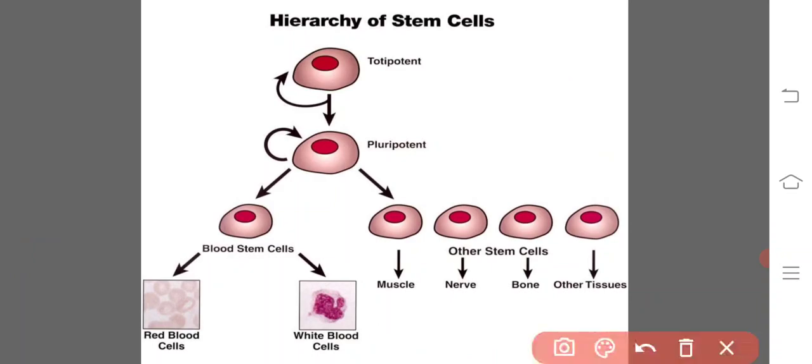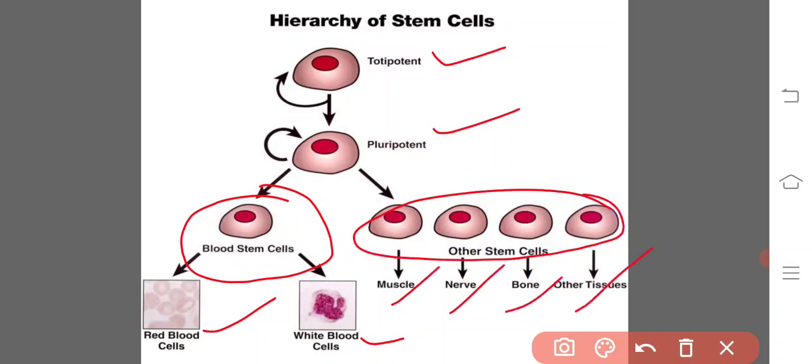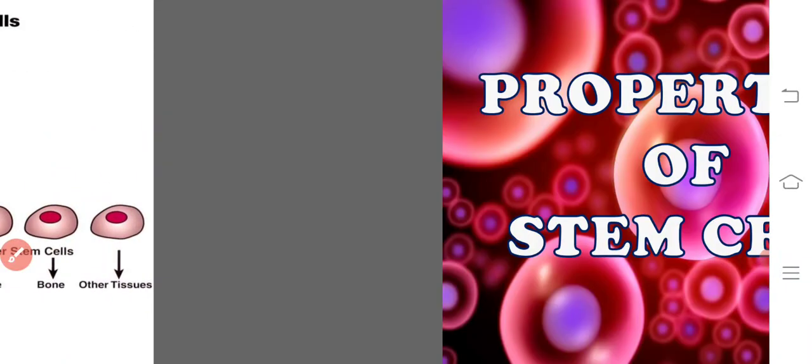Here there is a hierarchy of the stem cells. This is a totipotent stem cell, pluripotent stem cells, and these pluripotent stem cells are capable of forming different kinds of cells apart from the blood stem cells, RBC and WBC. Here other stem cells may produce muscle, nerve, bone and the other tissues.